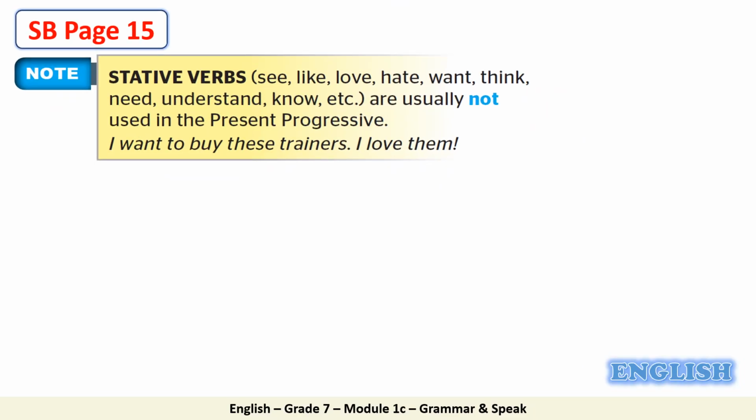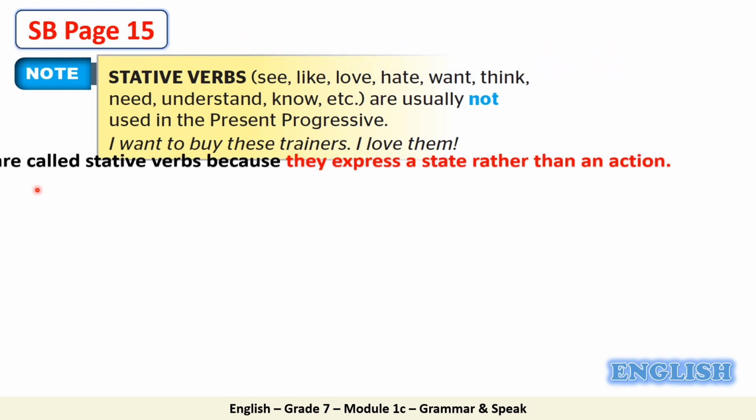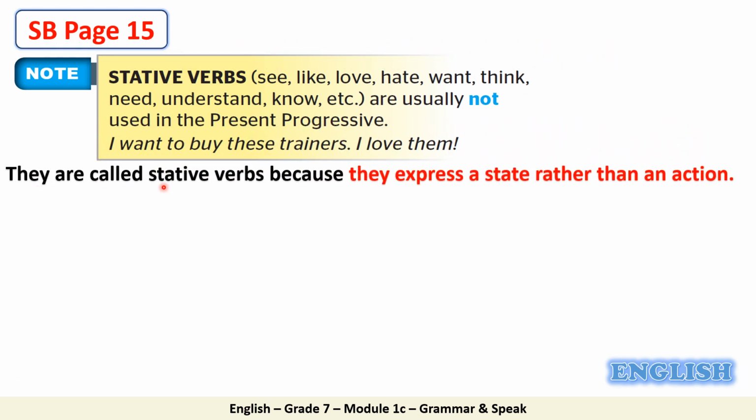In your student book, page 15, let's together read the given note. Stative verbs: see, like, love, hate, want, think, need, understand, know, etc. are usually not used in the present progressive. And here you have a given example. I want to buy these trainers. I love them. They are called stative verbs because they express a state rather than an action.